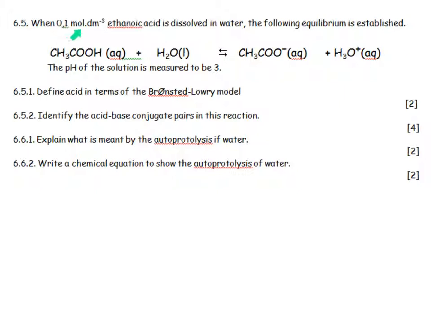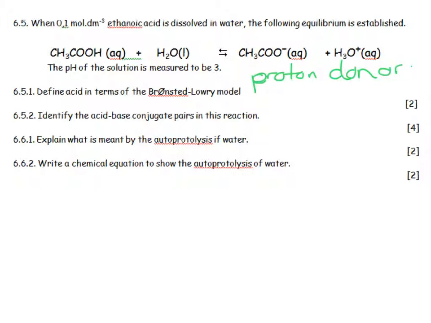When 0,1 moles per cubic decimeter of ethanoic acid is dissolved in water, the following equilibrium gets established. Those are the ions. I think we asked about those ions earlier, so actually it's been given to you. The pH of the solution was measured to be 3. Define the acid in terms of a Bronsted-Lowry model. An acid is defined as a proton donor.